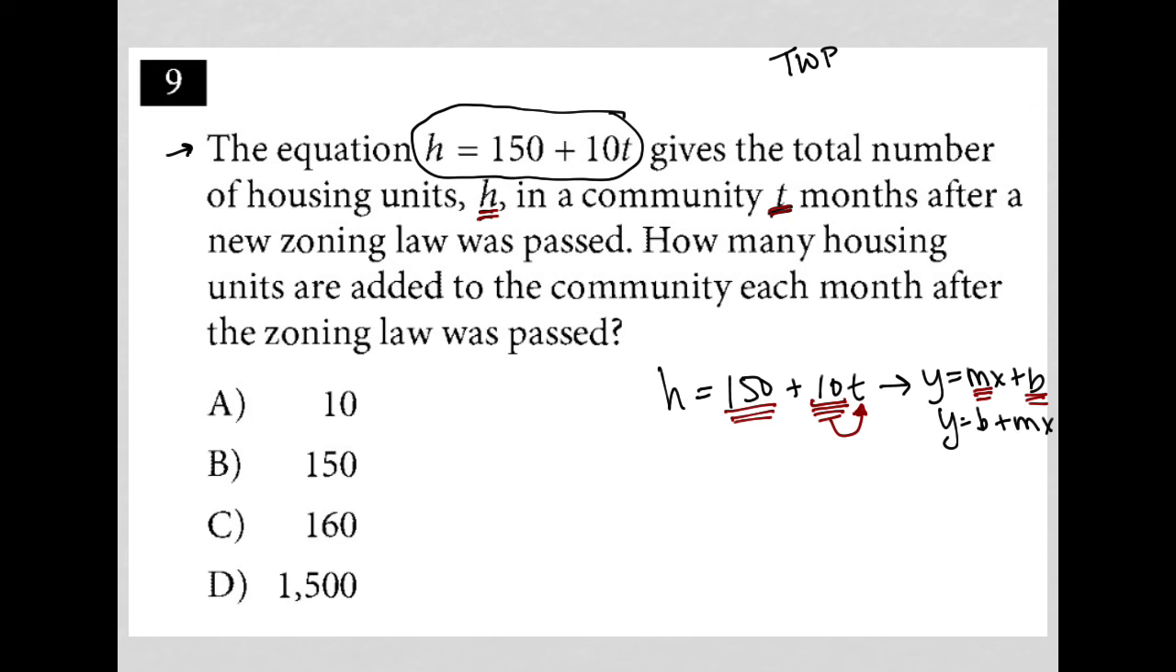So the question asks how many housing units are added to the community each month. That number would be 10. So choice A is the correct answer here.